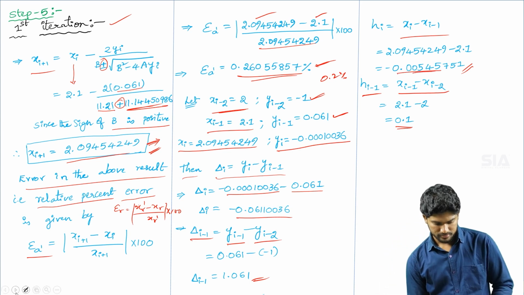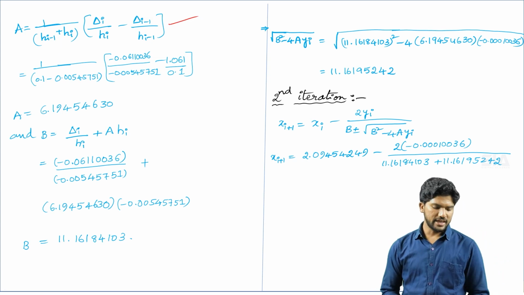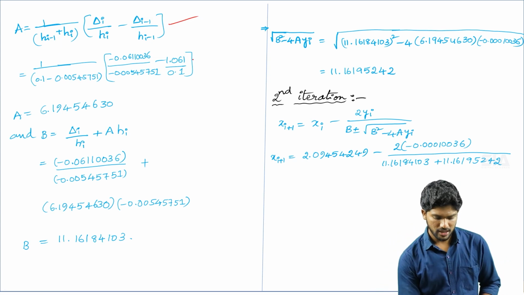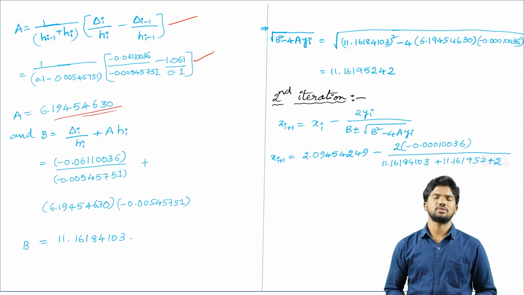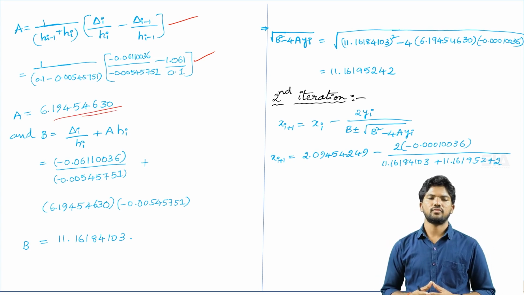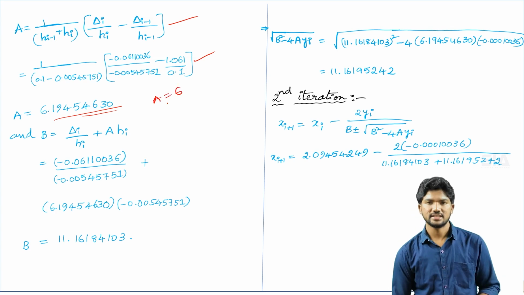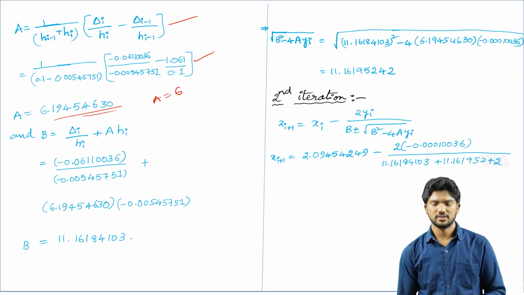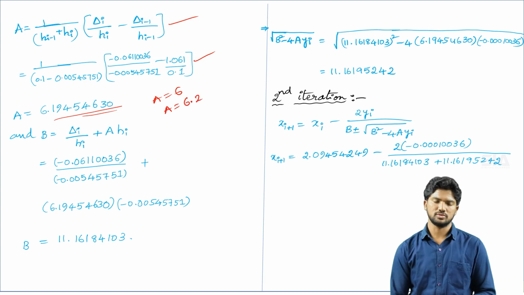So therefore, now take the capital A value. That is the direct formula; substitute the corresponding values and simplify. Then you will get capital A is equal to 6.19454630. Earlier we got capital A is equal to 6. Now we got 6.19, that is 6.2 something.